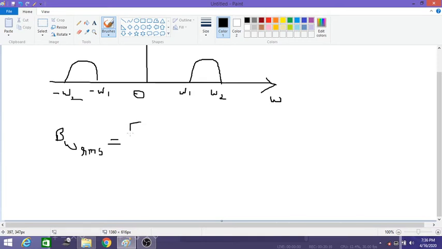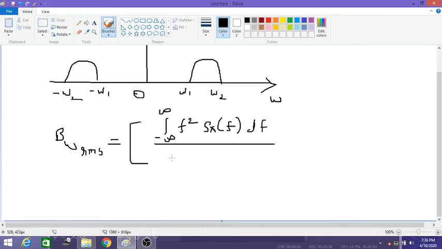And the RMS bandwidth is defined as the square root of the integral from minus infinity to plus infinity of f square Sx of f df divided by the integral from minus infinity to plus infinity of Sx of f df. We can also define this in terms of frequency, remember, omega is equal to 2 pi f. This is to the power of half, which means it is the square root. So this is the bandwidth equation.